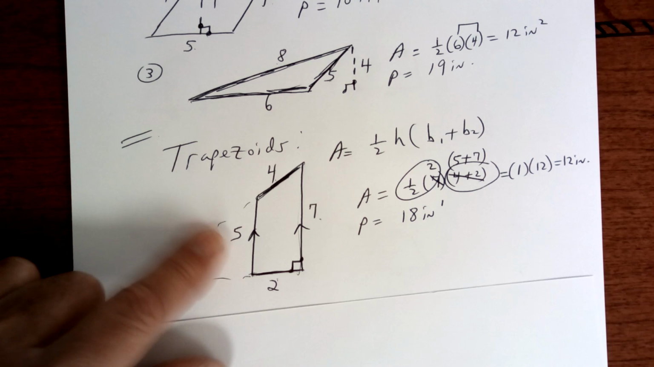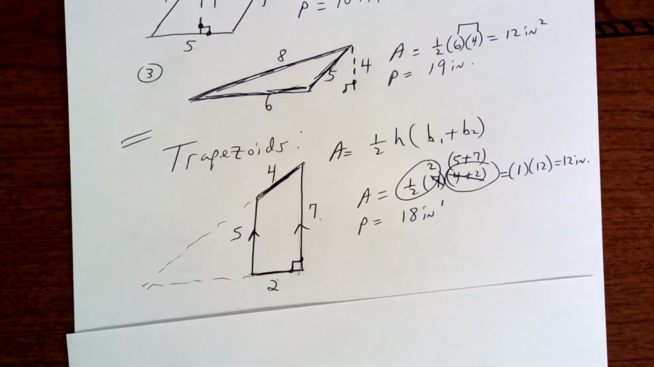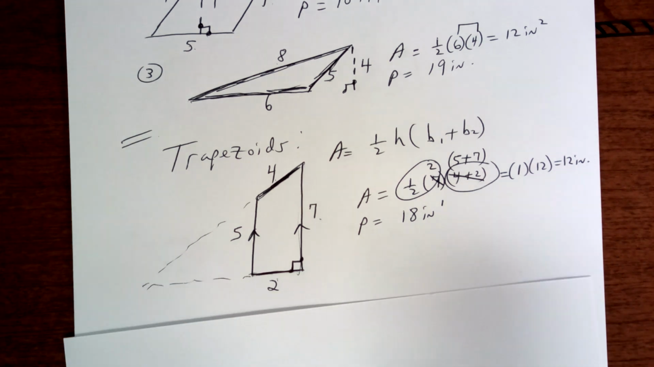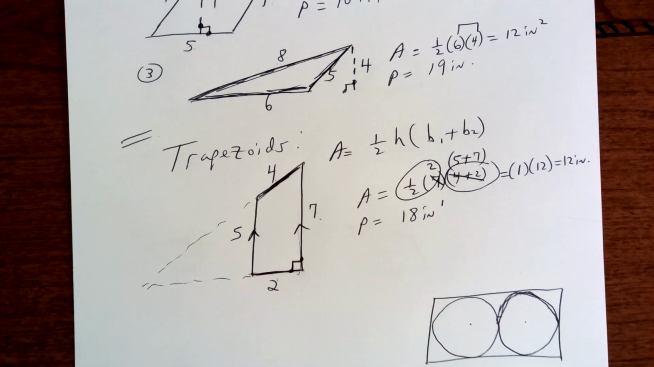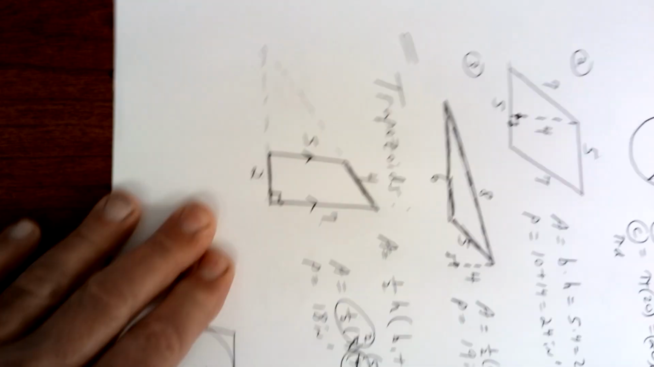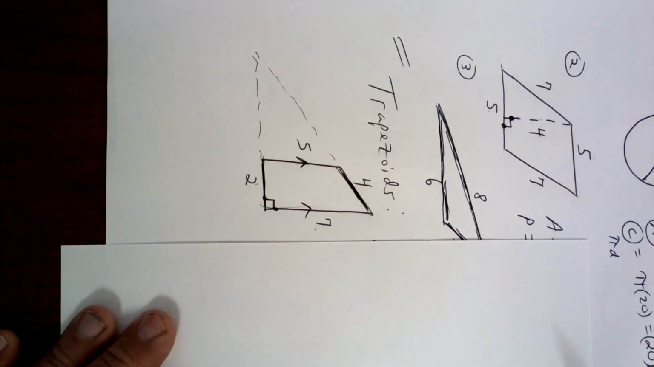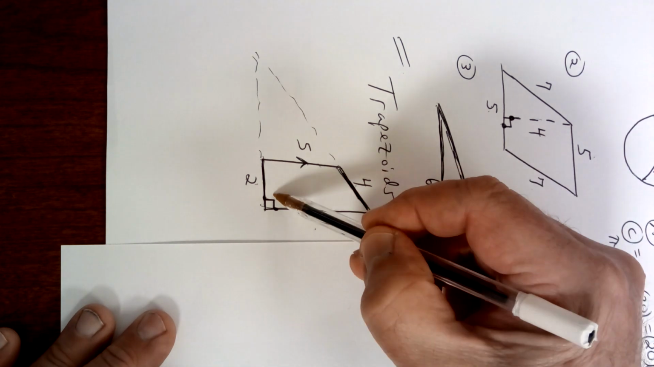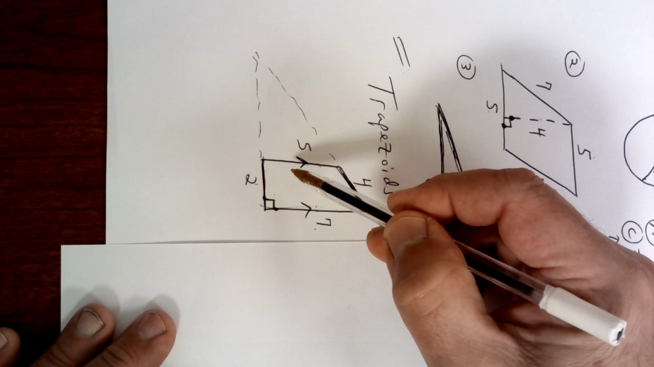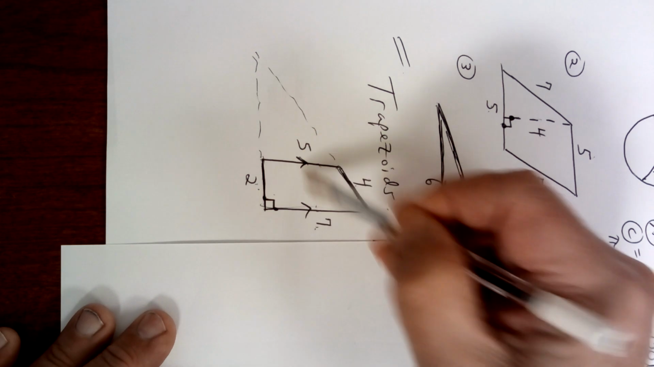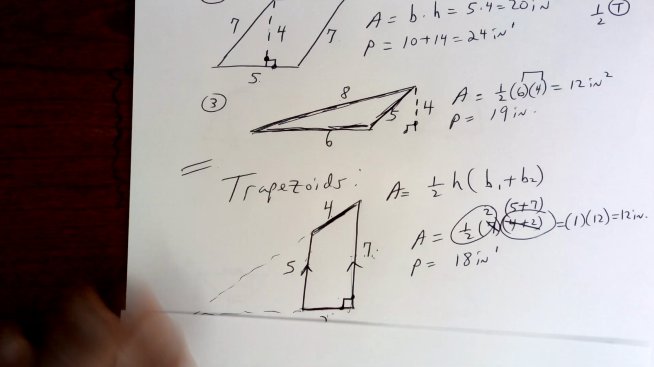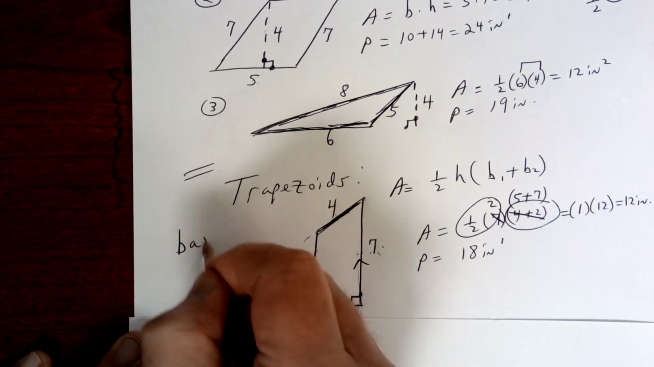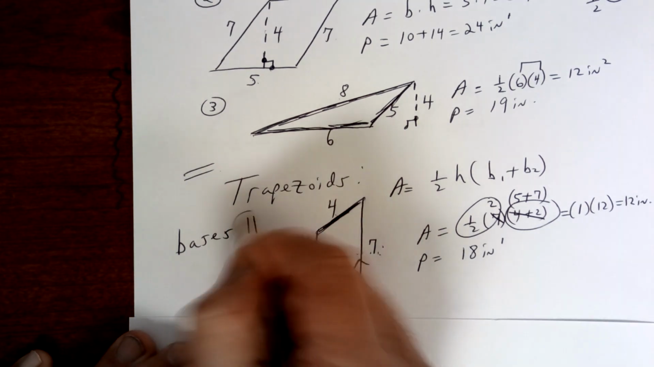Okay, one more time. The bases must be parallel. So what some kids do is they turn this sideways, like this. And they say, okay, these are my bases. That's my height. So it's 1/2 the height times the sum of the two bases. So write this down. The bases are parallel. They must be parallel.